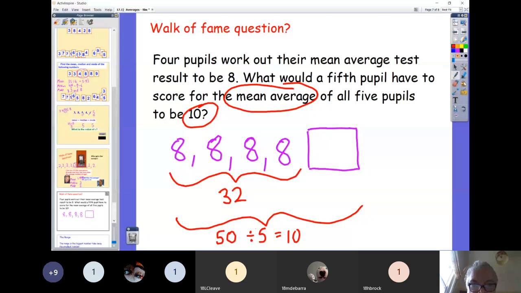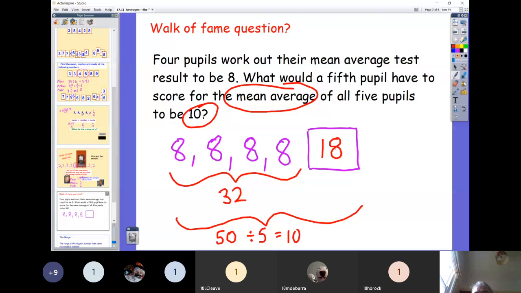So what Isabel's correctly said is you take your 50, you take away 32, and that number would have to be 18. Because 8 add 8 add 8 add 8 add 18 is 50, and 50 divided by 5 is 10. Now, that's really the main part of the lesson over because we were revising averages.